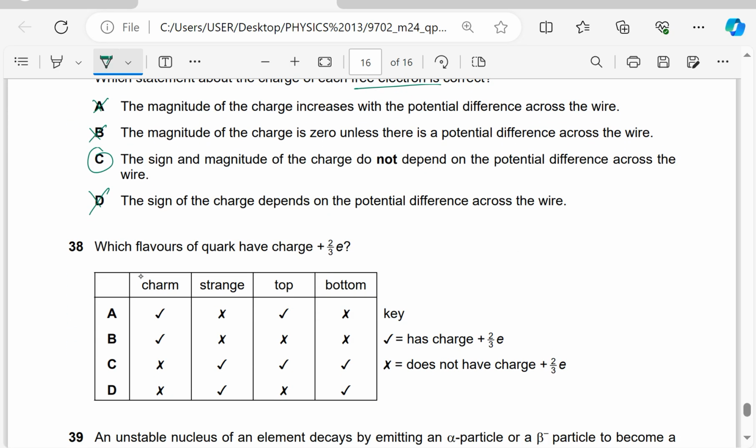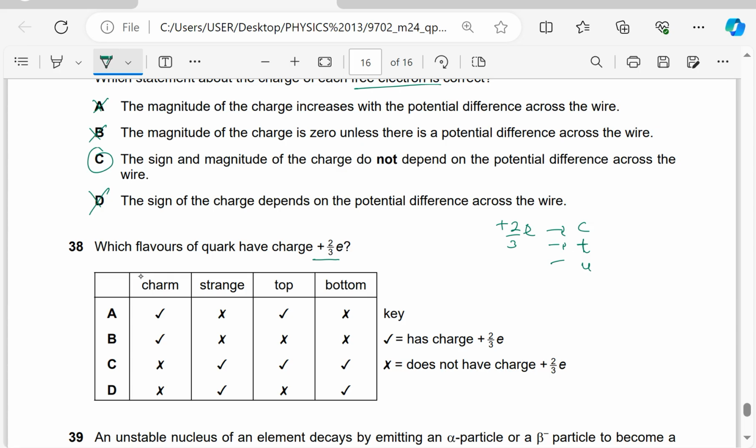Which flavor of quarks has half charge positive 2 over 3e? The teacher must have told you that any word which is related to something good corresponds to a charge which is positive 2 over 3e. For example, charm, top, and up. These ones have positive 2 over 3e.